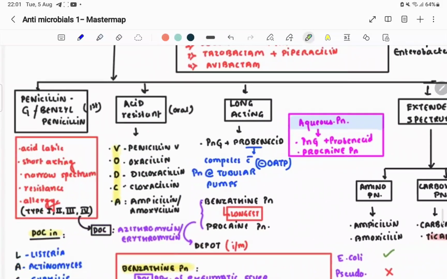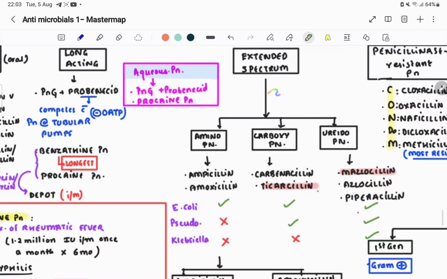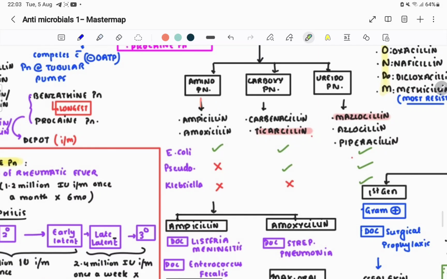Then it was narrow spectrum, so let's make it extended spectrum. Extended spectrum penicillins, we have 3 groups: aminopenicillin, carboxypenicillin, and ureidopenicillin. Aminopenicillin, we have 2 examples: ampicillin and amoxicillin. Effective against E. coli only.